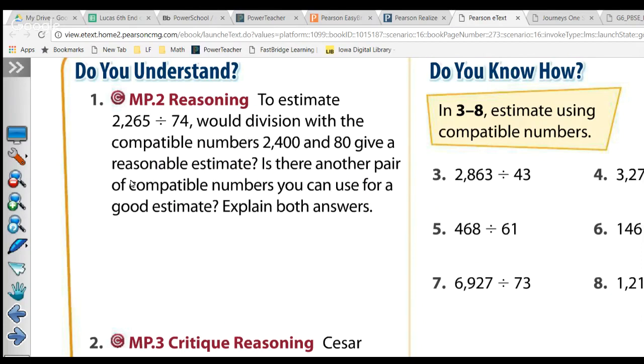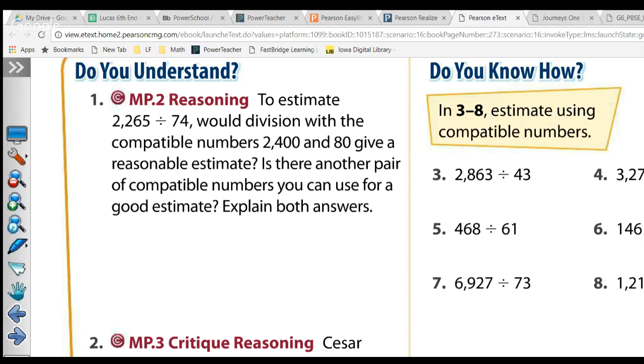So 2,400 is pretty close to 2,265, and 80 is pretty close to 74. Those would be reasonable, compatible numbers to use. That would make a reasonable estimate. When we say reasonable estimate, we mean that the estimated answer is going to be somewhat close to the actual answers. Is there another pair of compatible numbers you can use for a good estimate?